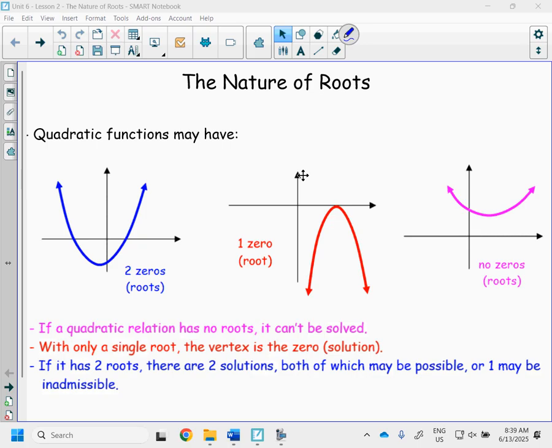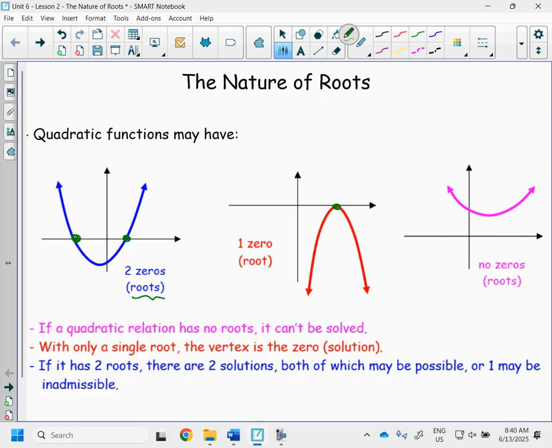Here are the three possible types of quadratic functions. We could have two zeros. That's been our typical question all along. We call these things roots also, and we'll explain why in just a minute. We can also call them x-intercepts or solutions. We could have one zero. That means your vertex is your zero.